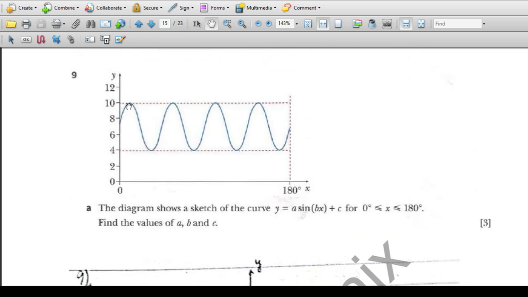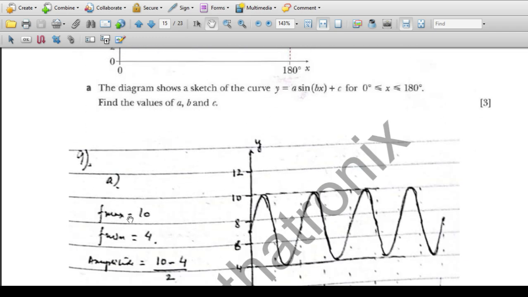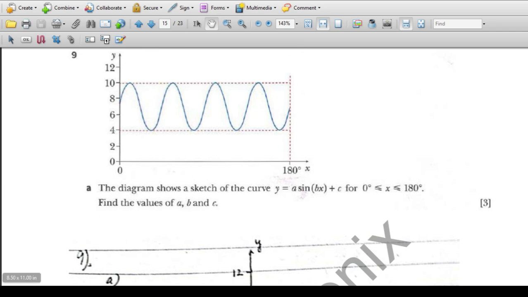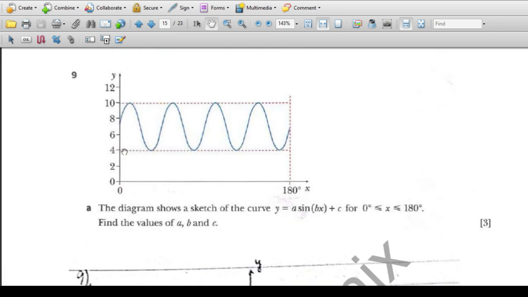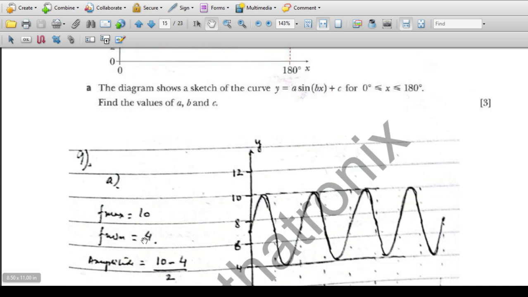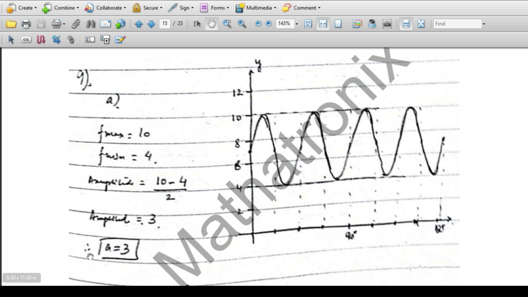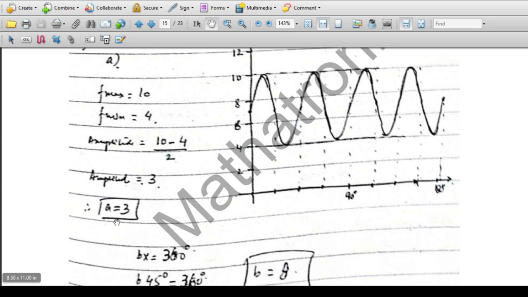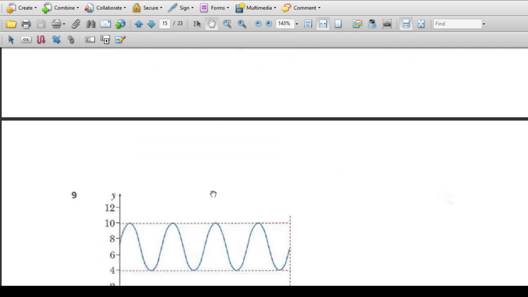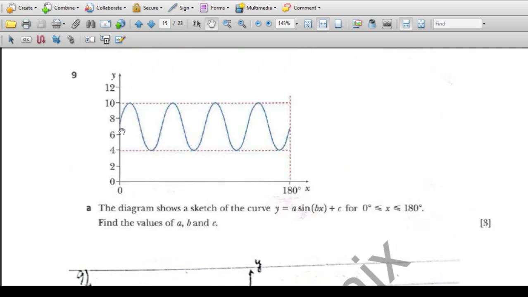The maximum value of this function is 10 and the minimum value is 4. So we take the difference, 10 minus 4, and dividing gives the magnitude from the reference. We can see that the difference is 3. So the amplitude is 3. A is equal to 3. This is the magnitude of this function.